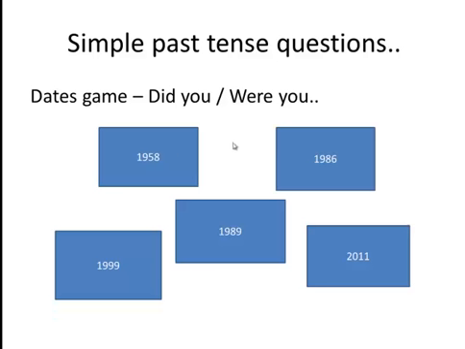I'm not quite that old. And again, they've got to ask the right questions. Did your parents meet in 1958 or whatever? So when they've done that, they then need to, in pairs, write sentences using the simple past tense again. So Joe's parents met in 1958. And then clearly they can write their own dates and do the same thing with each other.